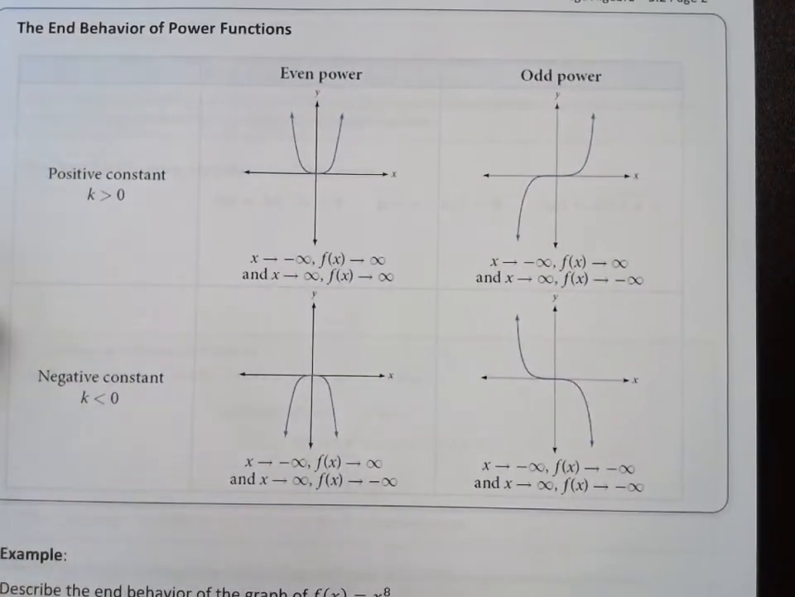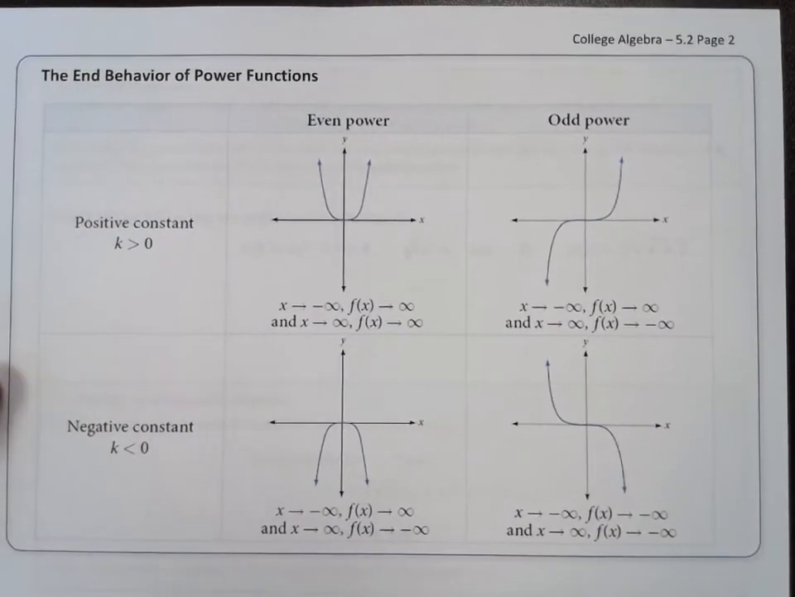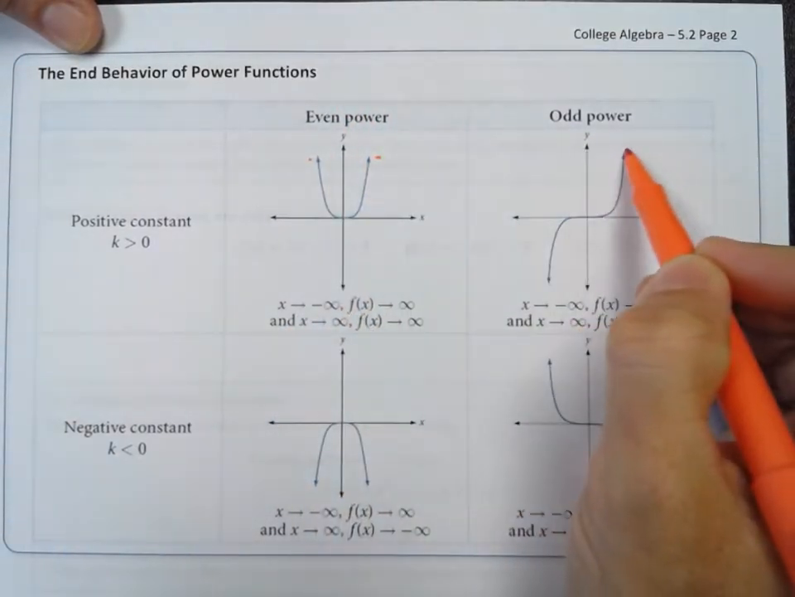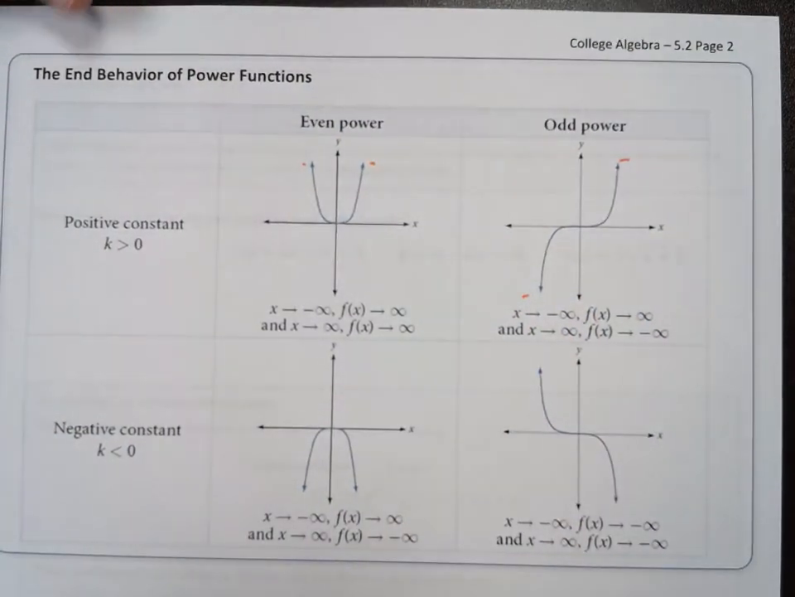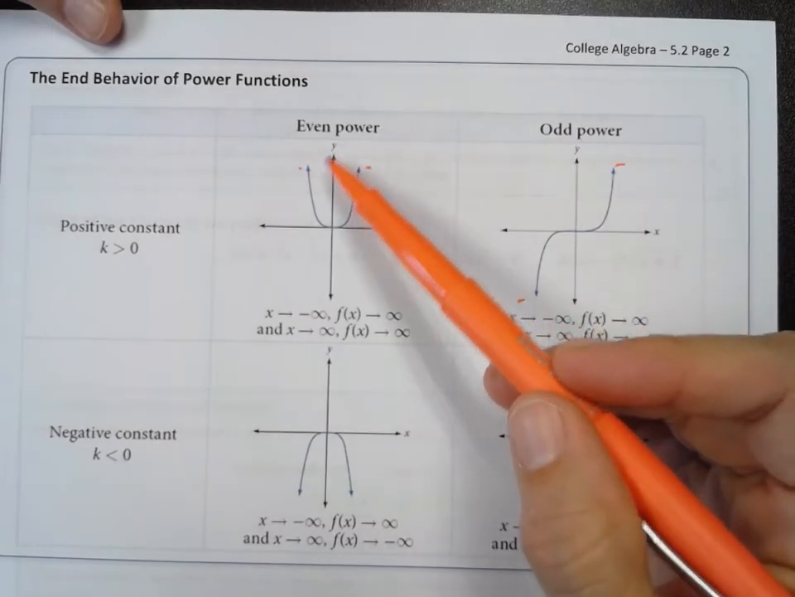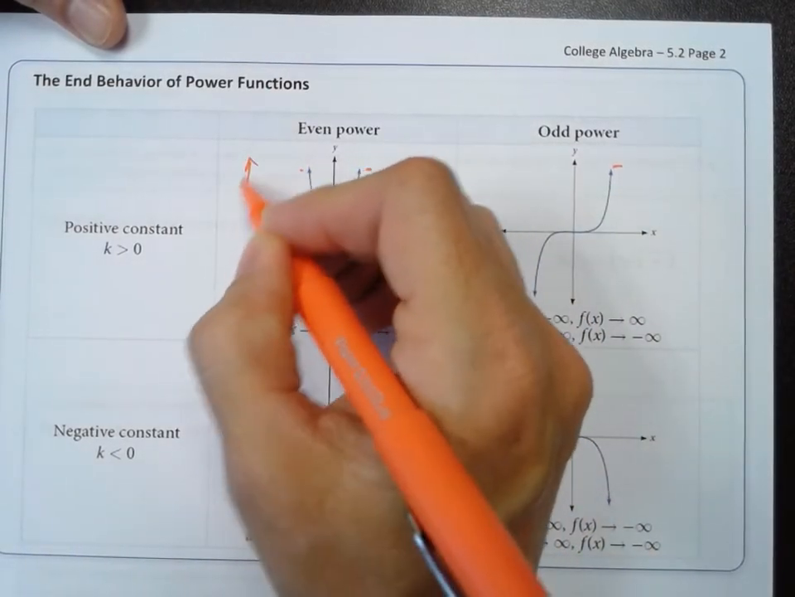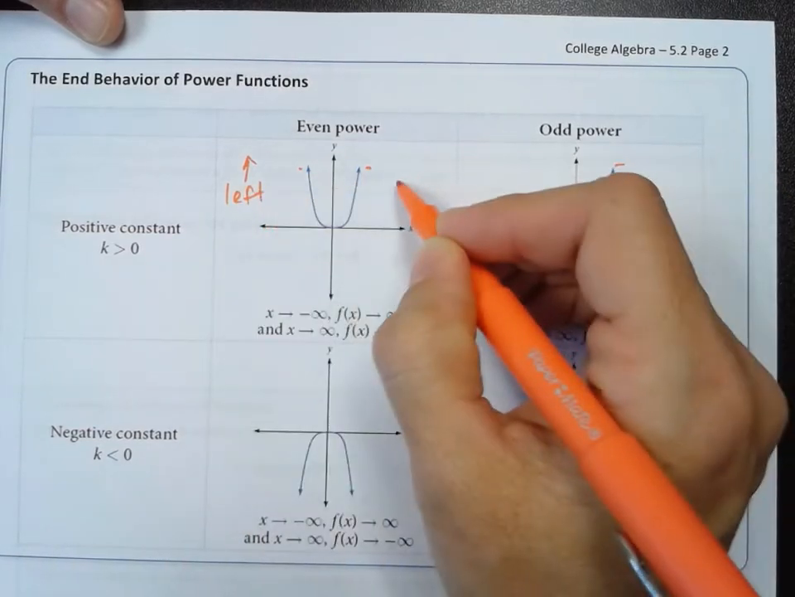So then we get to talk about the end behavior of power functions. The end behavior is what's happening out here. Alright? So remember we said even powered functions are parabolic. That means it goes up on the left and it goes up on the right.